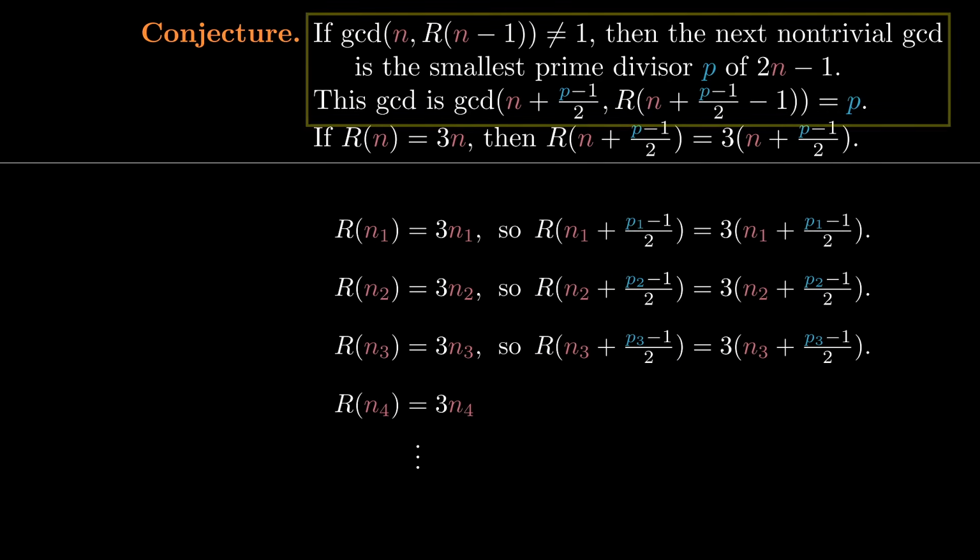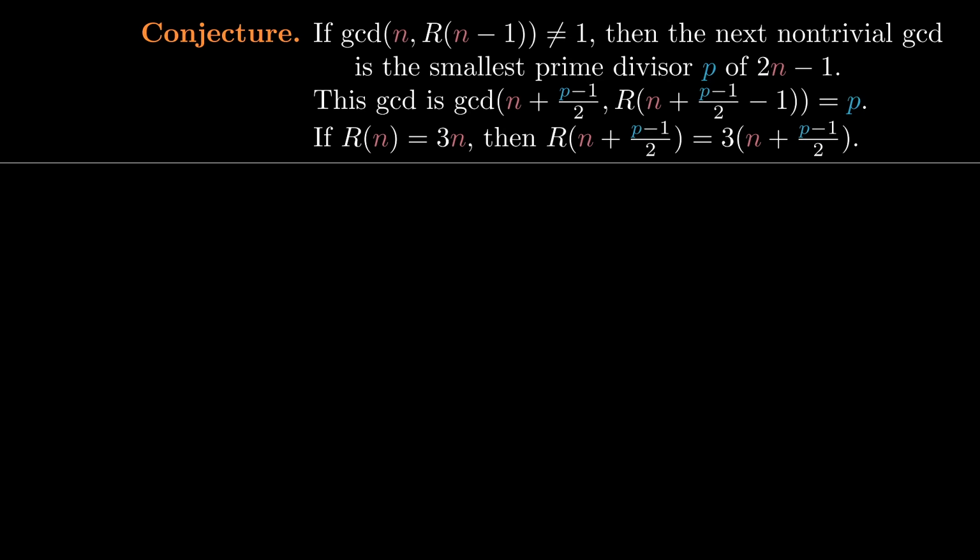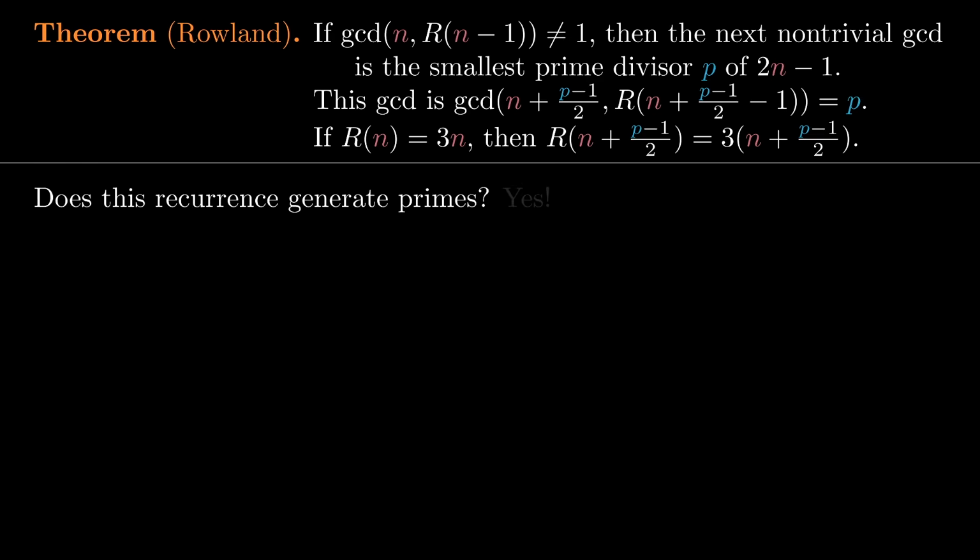So if we can establish that the first two parts of the conjecture are true whenever we're in that nice situation, then we'll be able to conclude that this sequence generates primes. The details will take a little more time to explain than I want to spend in this video, but it's quite fun to see exactly how this all works, so we'll go through them in my next video. For now, suffice it to say that this conjecture is a theorem. This theorem lets us answer several questions. First, it shows that yes, this recurrence does generate primes.